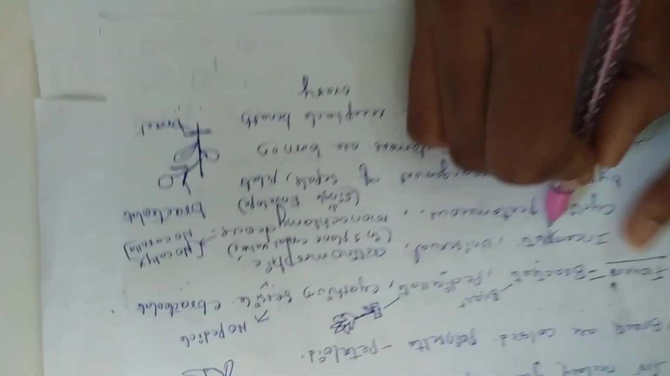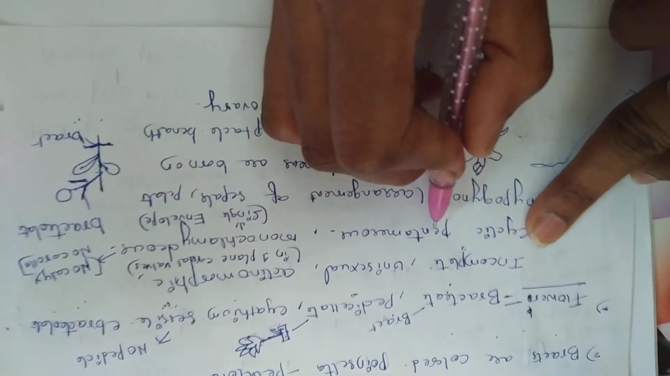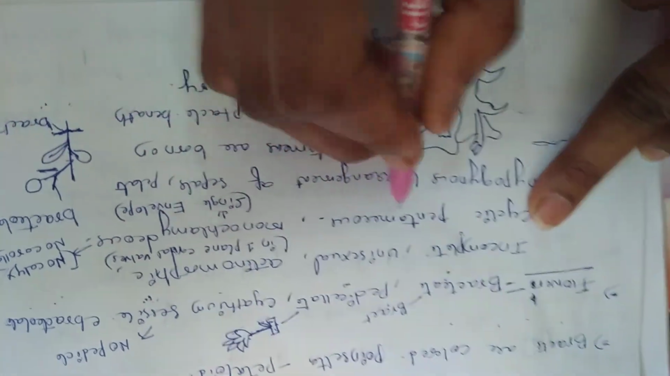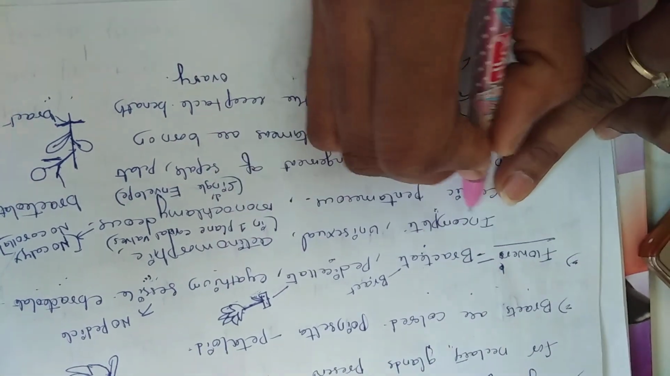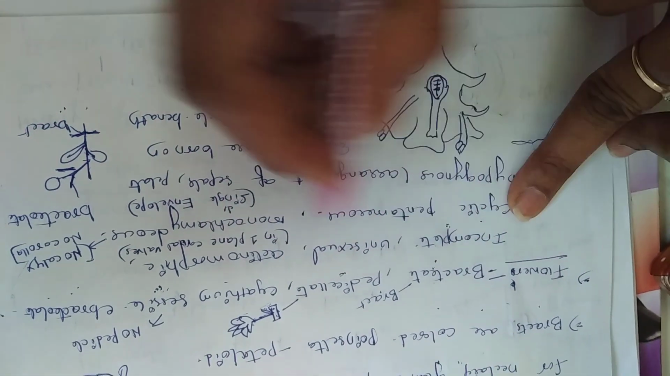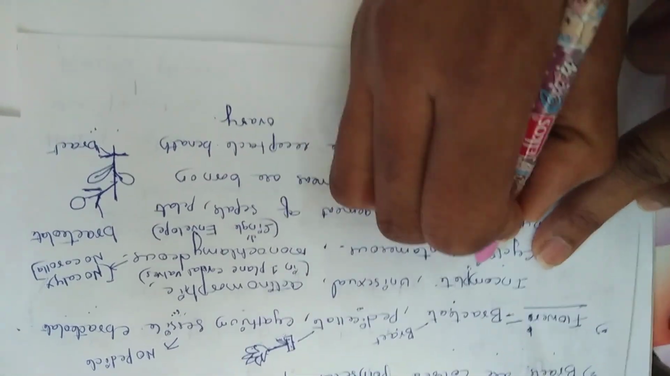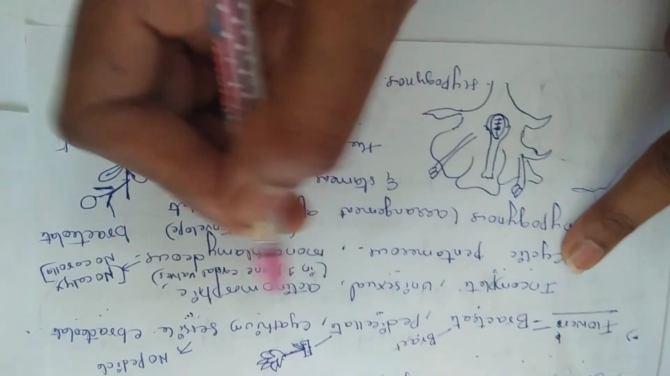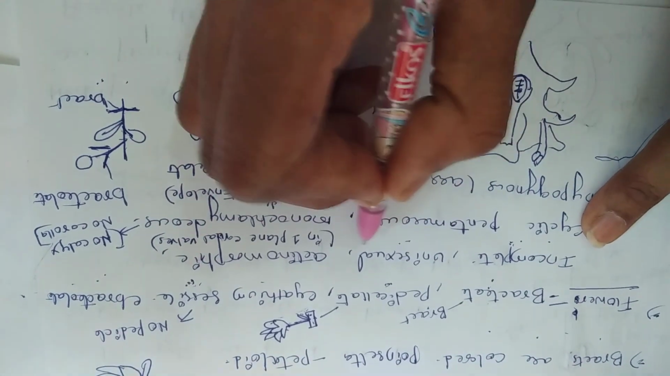Incomplete, the flower is incomplete. That means sepals, petals, stamens, pistils. In these four characters, if any one of them is not present, it is called incomplete. For example, calyx, corolla, androecium, gynoecium. If any one of these four is absent, it is called incomplete. Unisexual, that means male or female can be present in a plant. So it is called unisexual.